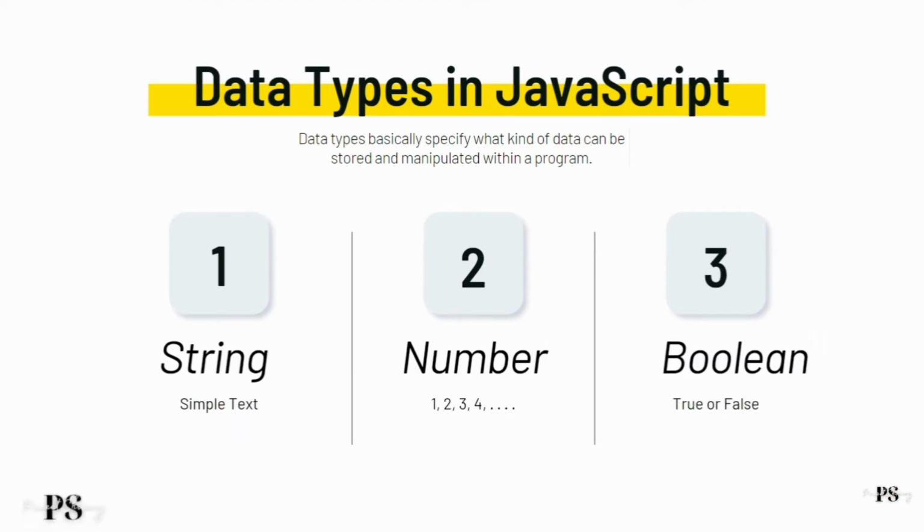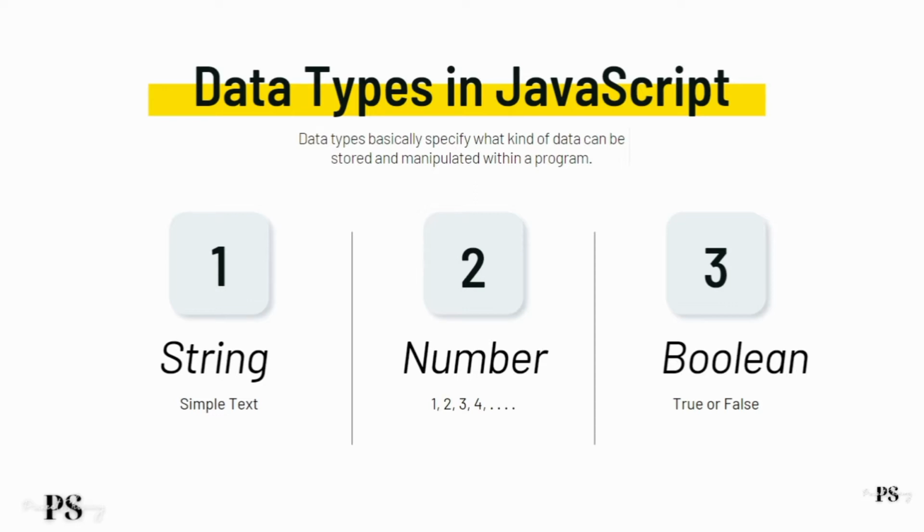Starting with data types, what is a data type? A data type basically specifies what kind of data can be stored and manipulated within a program. That means if you are creating a program or writing code, which kind of data are you going to use? In JavaScript, in basic terms, there are three types of data. First one is string, second one is number, and third one is boolean.